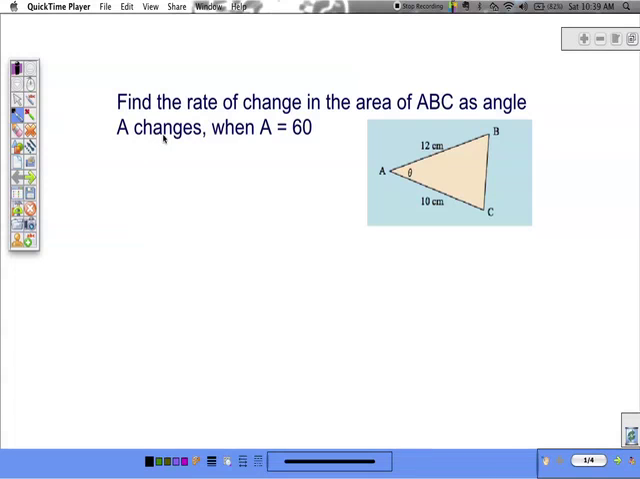In Chapter 23, we're going to be dealing with our circular functions and trig stuff and how to differentiate with those things. So we're going to start off with an example involving the area of a triangle. Find the rate of change. Rate of change should clue you into we need the derivative, in the area of ABC, as angle A changes when A is 60.